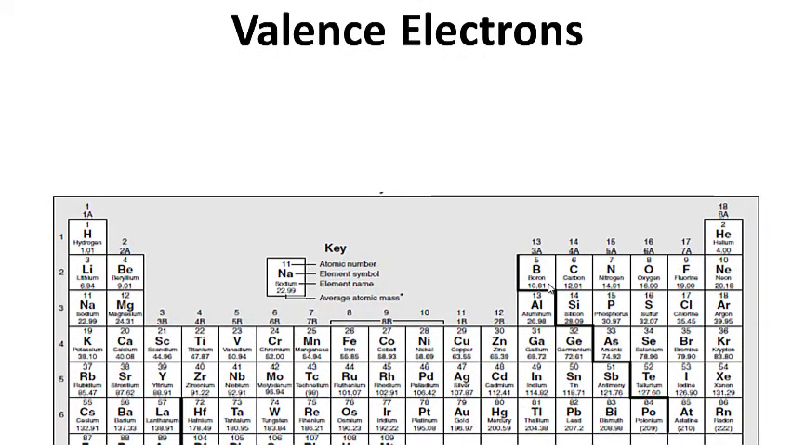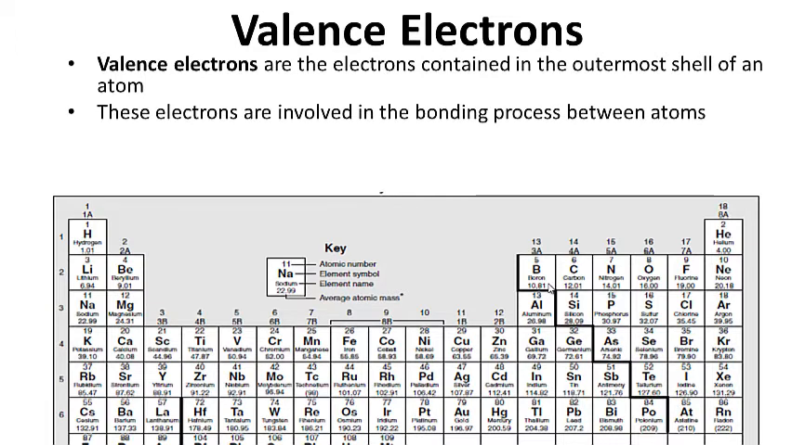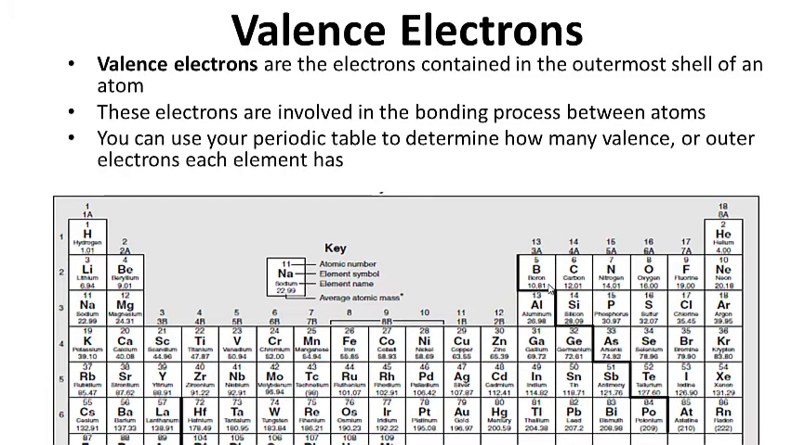All right, so valence electrons. Valence electrons are the electrons contained in the outermost shell of an atom. These electrons are involved in the bonding process between atoms. Okay, you can use your periodic table to determine how many valence or outer electrons each element has.